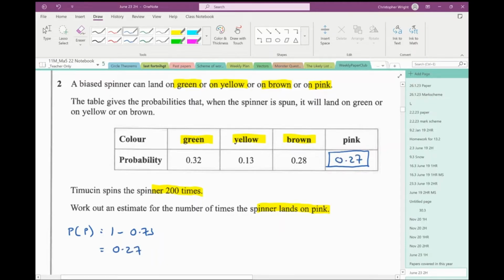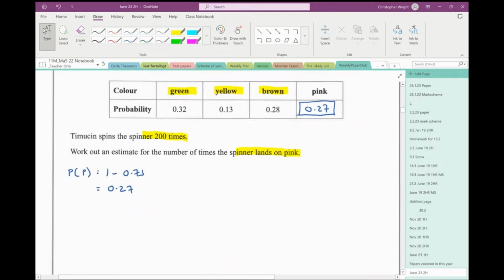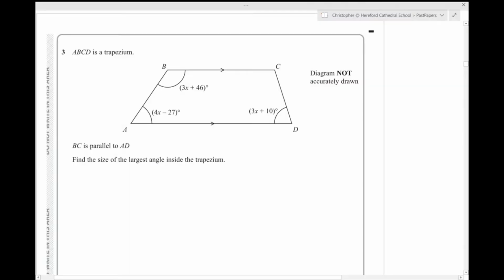So it lands on pink. I would expect it to land on pink 0.27 of the time. So the number of times it will land on pink, if it's spun 200 times, I would expect to be 0.27 times 200, 54 times. That is question 2.